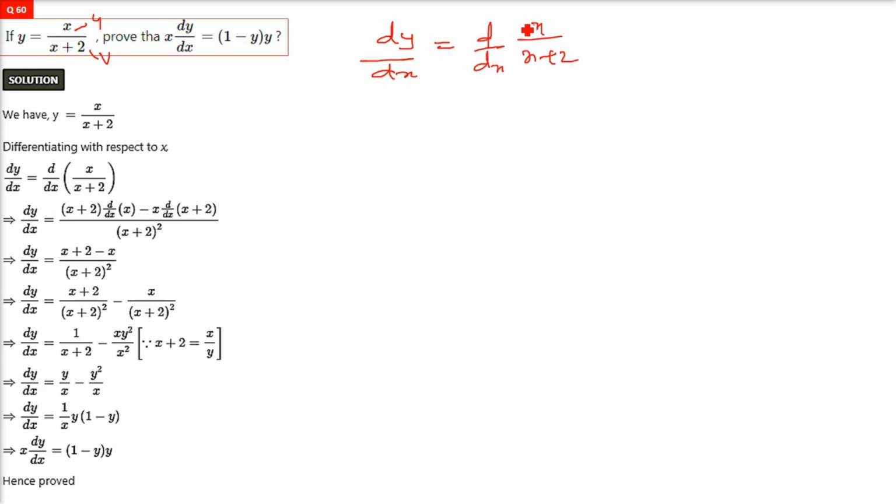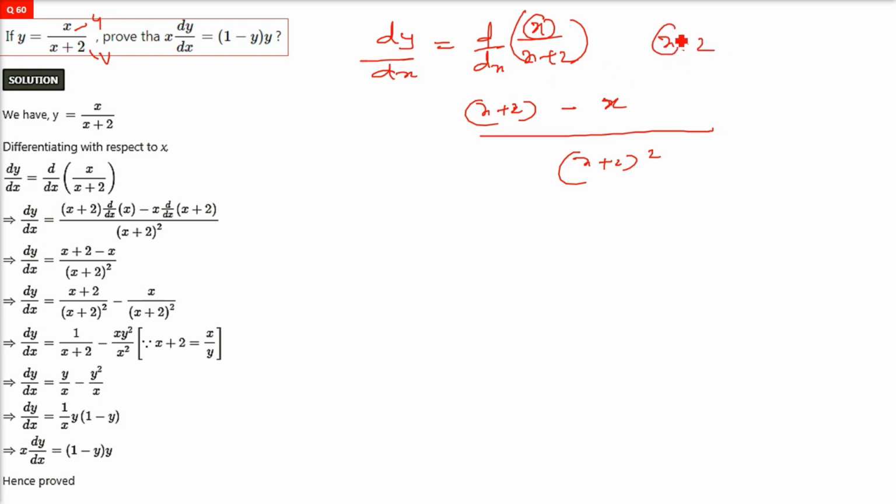So d by dx of x by x plus 2 is going to be, in the denominator you have x plus 2 whole square, then we have x plus 2, then d by dx of x is going to be 1. So I am not writing it, minus, then we have x outside, d by dx of x plus 2 is going to be 1 only. So x plus 2 minus x. Now we will be tempted to cancel these two x, and it will be 2 by x plus 2 whole square. This is dy by dx that we will get.